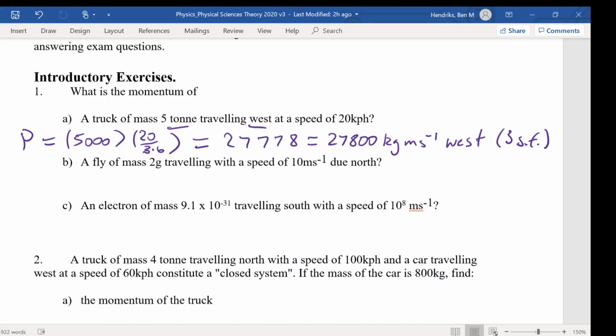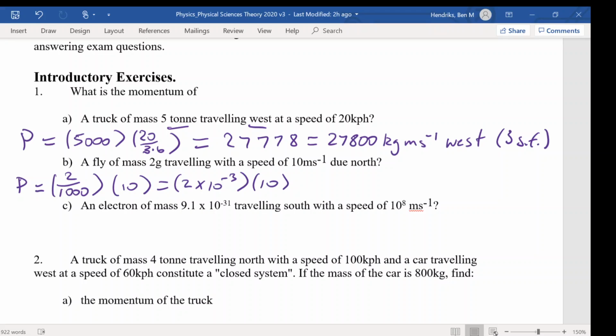Okay, so we're going to question B now. A ball of mass 2 grams, travelling with a speed of 10 meters per second due north. Okay, so we can put that straight into our equation as well, but remember the mass has to be in kilograms, so if we're given grams we have to divide that by 1,000, so you can write it that way, and 10 meters a second is already meters a second, so we can write 10 down here. Now the other way of writing 2 divided by 1,000, we can write it as 2 times 10 to the negative 3, times by 10.